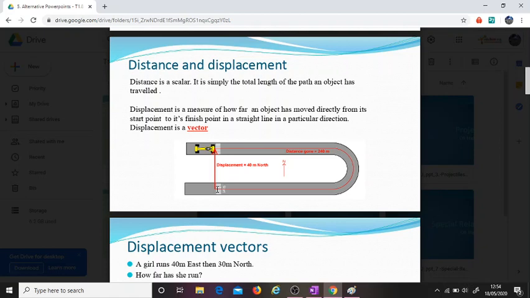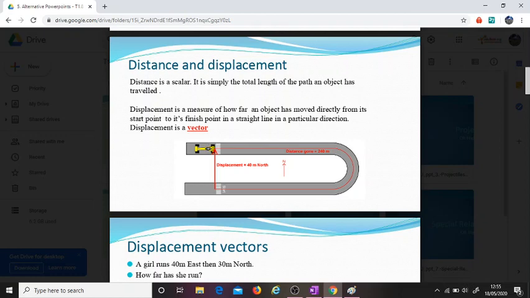So let's say you've got a racing car that starts off here, it goes round the track a distance of 240 meters and ends here. So the distance that it's gone, the total distance travelled, is 240 meters. So that's the total distance that the car has gone around the track from where it starts to where it finishes. So that's quite simple. However, the displacement is the sort of distance and direction from where it starts to where it finishes, and that's the main difference between displacement and distance.